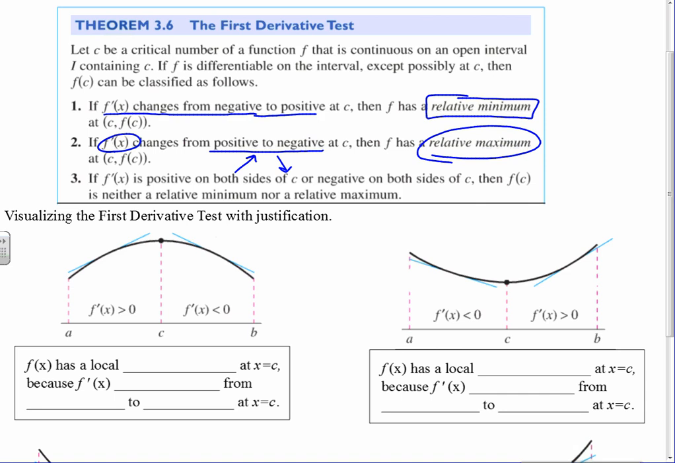If I notice that the first derivative has positive values on both sides of some critical number c, or perhaps they were both negatives on each side of x equals c, then I have neither relative mins or max going on.